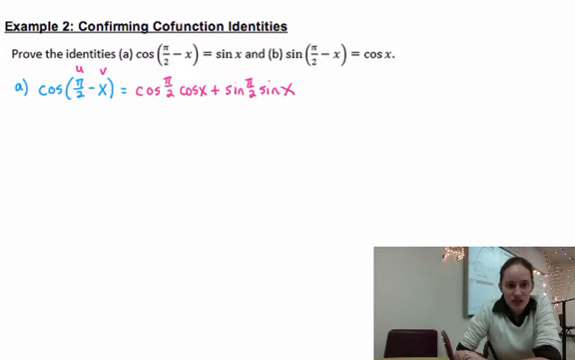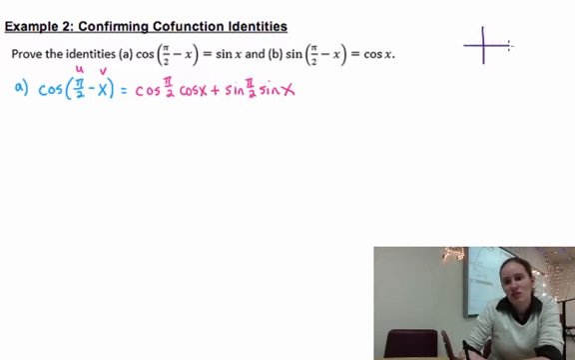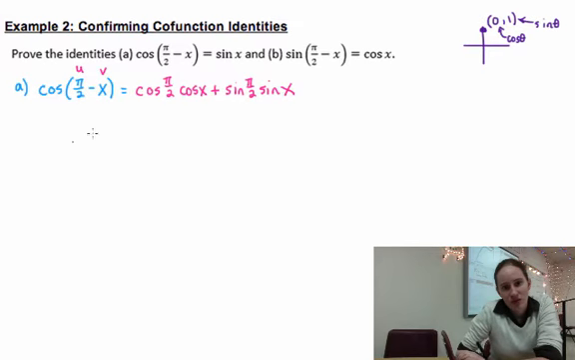From there, we just need to simplify what we can. Since we have a unit circle, we can figure out cosine of pi over 2. Pi over 2 is 90 degrees, so that's up here. We look at that point on our unit circle and get that our cosine is 0 and our sine is 1. So that means I can replace those. Cosine of pi over 2 is 0, so that's 0 times cosine x. Sine of pi over 2 is 1, so that's 1 times sine x.